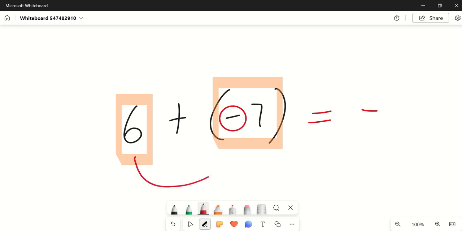This is saying 6 minus 7. I can't take 7 away from 6 because I only have 6. So I'm going to owe 1. Because say I have $6, but I owe somebody $7. I now have negative $1. I need to make up that dollar. So the answer to 6 plus negative 7 would be negative 1.